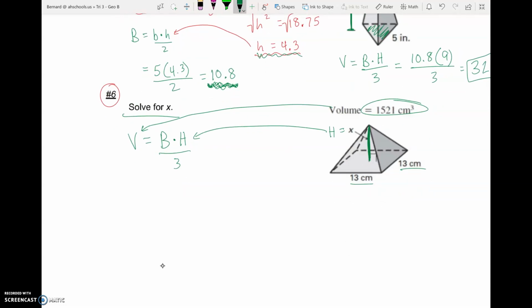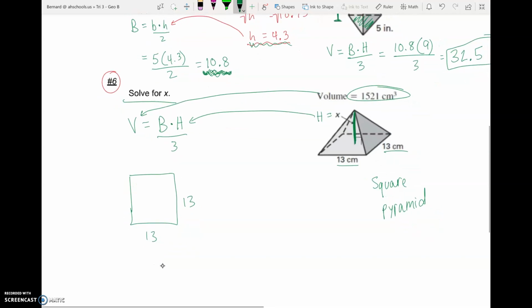And now we need to worry about what big B is, and then we'll be able to solve for x. Now, remember, big B is the area of the base. Here's our base, and I know this is 13 and this is 13. So, by the way, this is a square pyramid, right? Which is important, because big B is going to be the area of that base, which is a square. And so big B is going to equal 13 times 13, which is 169.